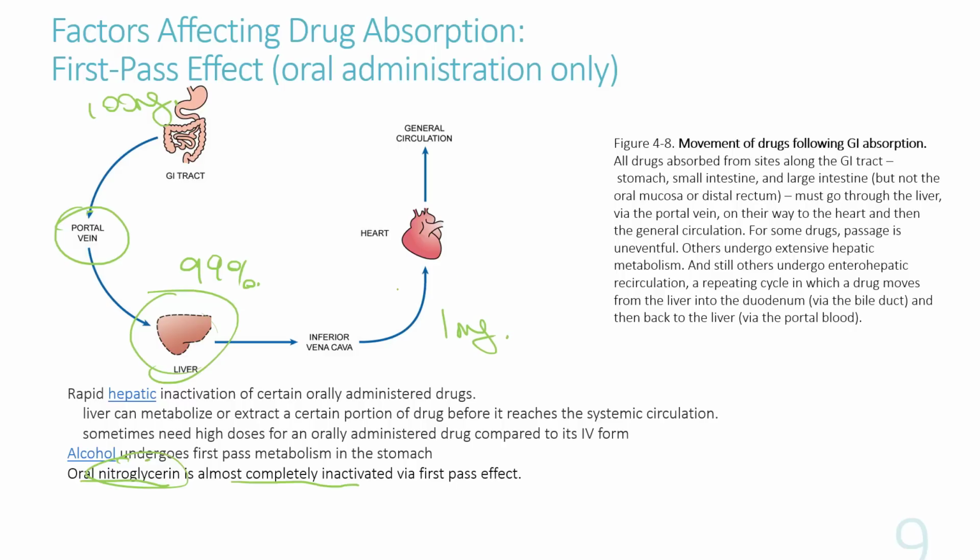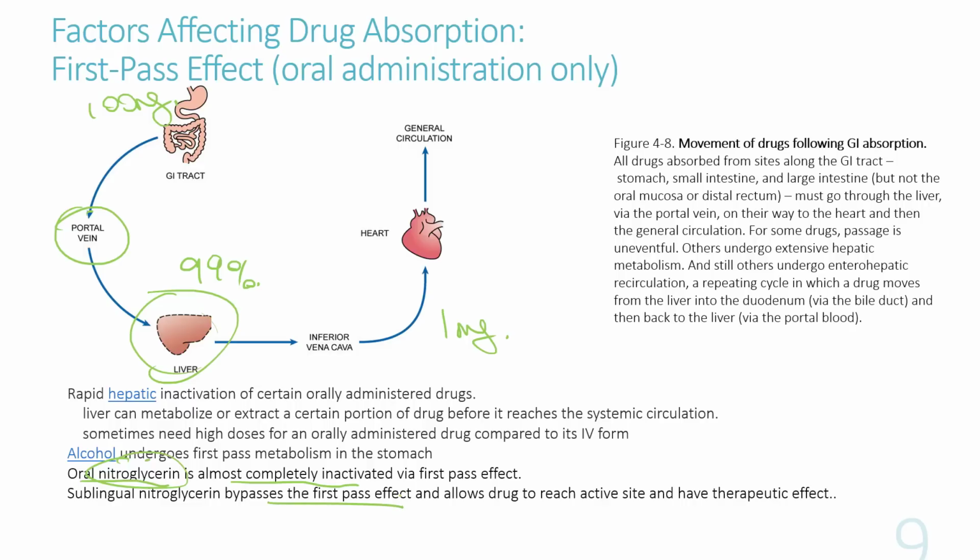And so a way around that would be to actually take nitroglycerin under the tongue, and what happens is it allows it to be absorbed directly into the systemic circulation, bypasses the first pass effect, and then it reaches the active site, the smooth muscle of the blood vessel, to actually have the therapeutic effect, to actually cause vasodilation and allow more blood to actually reach the muscles of the heart.